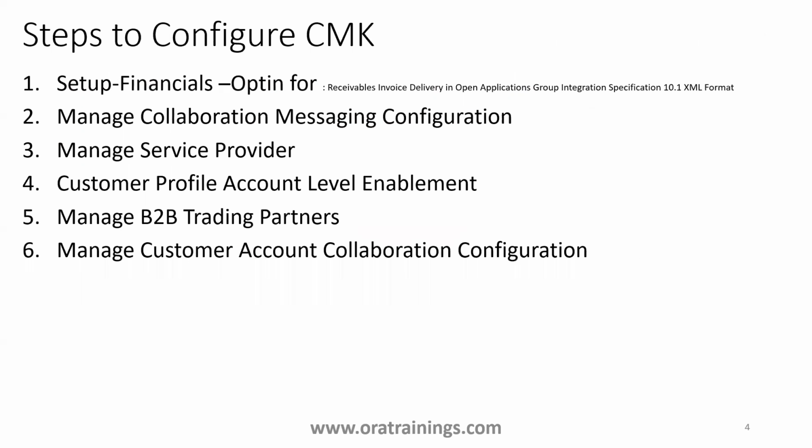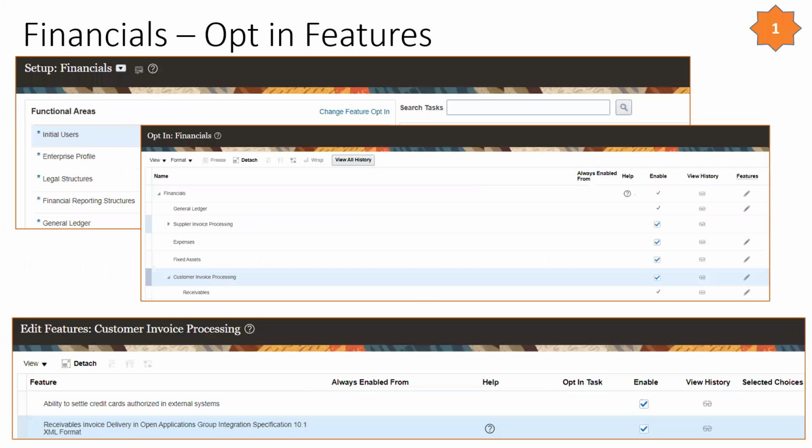So now, the important thing is how do we configure it? These are the main steps required to configure CMK for AR invoices. Let us get into the first step. The first step is enabling the feature. Navigate to Setup and Maintenance. In that, you select the Financials area, and there you select Change Features Opt-In. Click on this one.